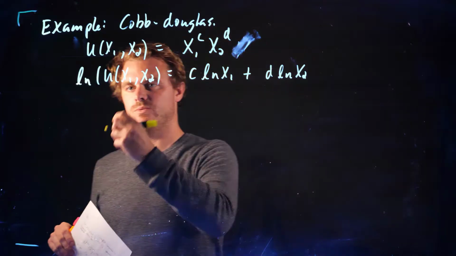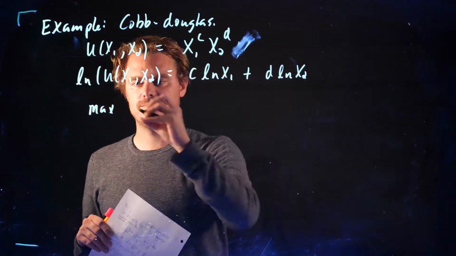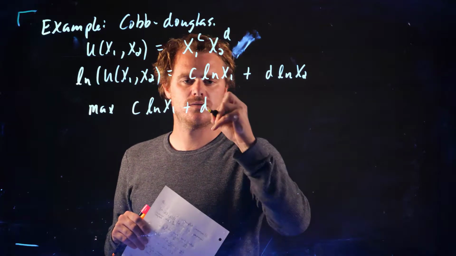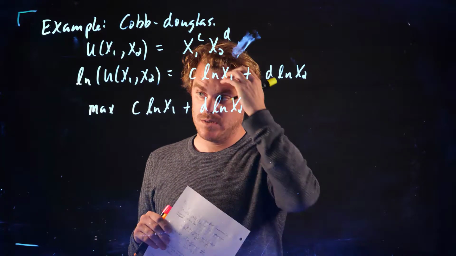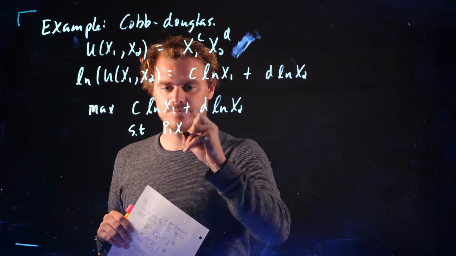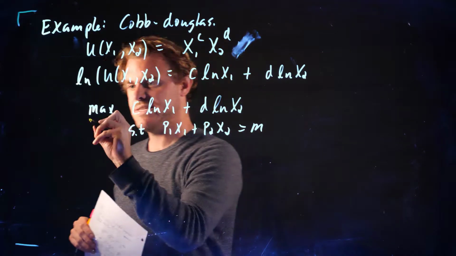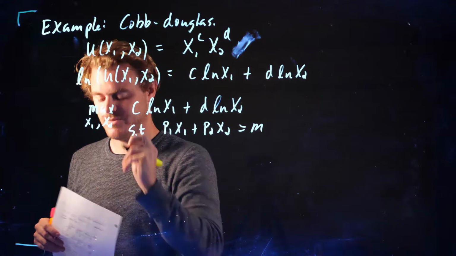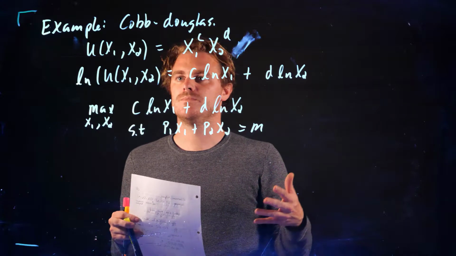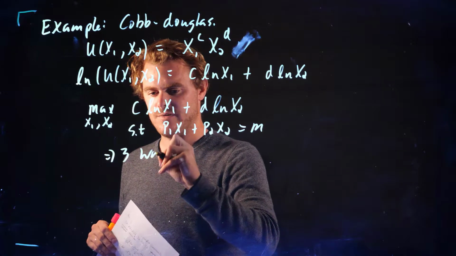So essentially what we're trying to do here is maximize this subject to our budget constraint, and we get to pick x1 and x2. So this is our problem, right? And we've looked at 3 ways to solve this.